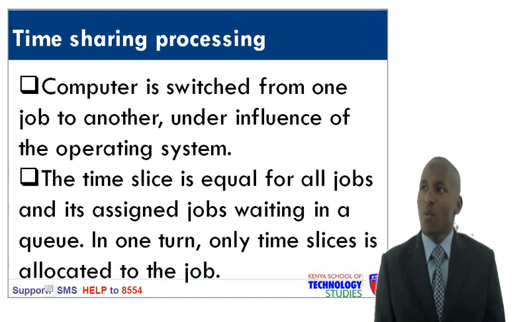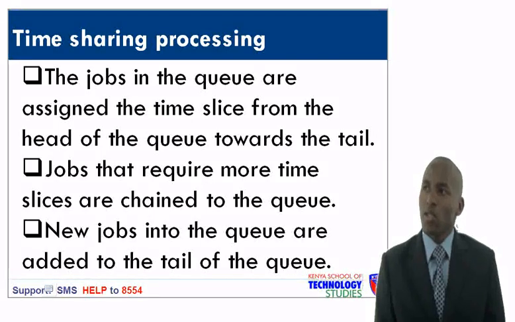Computer is switched from one job to another under influence of the operating system. The time slice is equal for all jobs and is assigned to jobs waiting in a queue. In one turn, only one time slice is allocated to the job. The jobs in the queue are assigned the time slice from the head of the queue towards the tail.